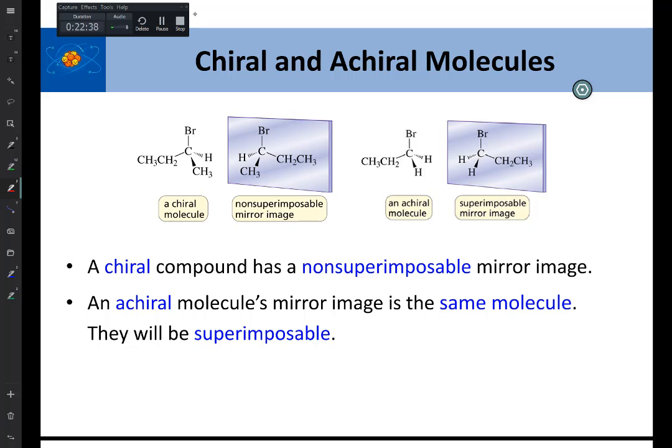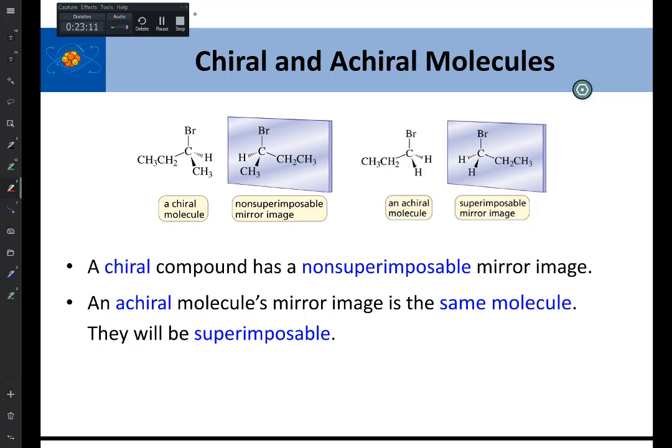That's right. So I've said a lot of this, right? Achiral molecules: the mirror image is the same molecule, so they will be superimposable. Superimposable is the same. You can see these two molecules. This is achiral, but we drew it like it's a chiral center. But it has two hydrogens here, right? So you draw the mirror image, and when you flip it over to superimpose it, you'll still have two hydrogens here, and so it'll be the same.